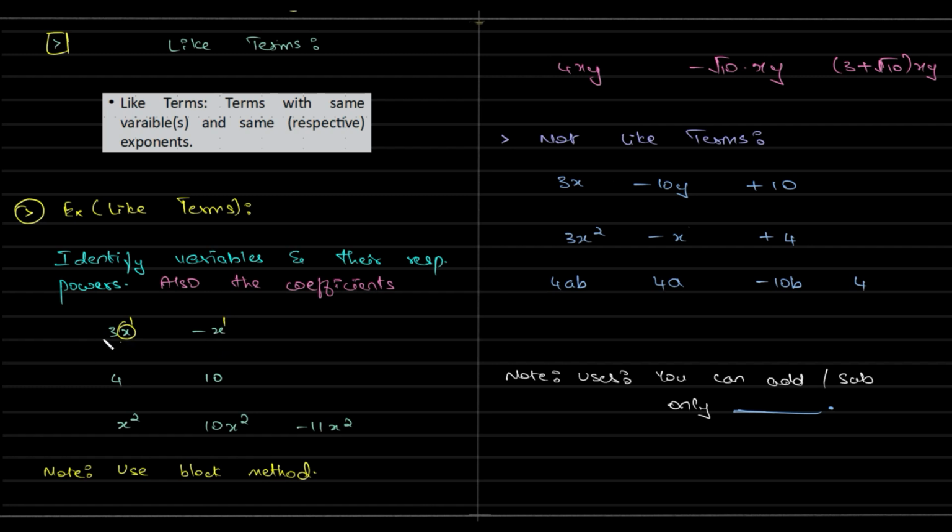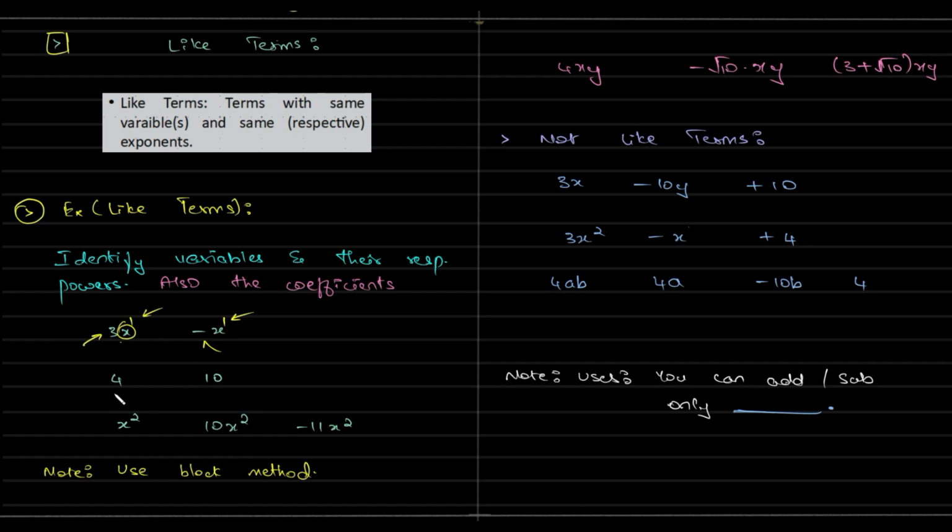The coefficient over here is 3 and the coefficient over here is negative 1. Okay, right? So again, like terms are terms with the same variables, and the powers have to be the same. Just because the variable is the same and the powers are different, that does not make it a like term. Same variables but different powers, that is not a like term. I have a few examples over here, we'll look into that as well.